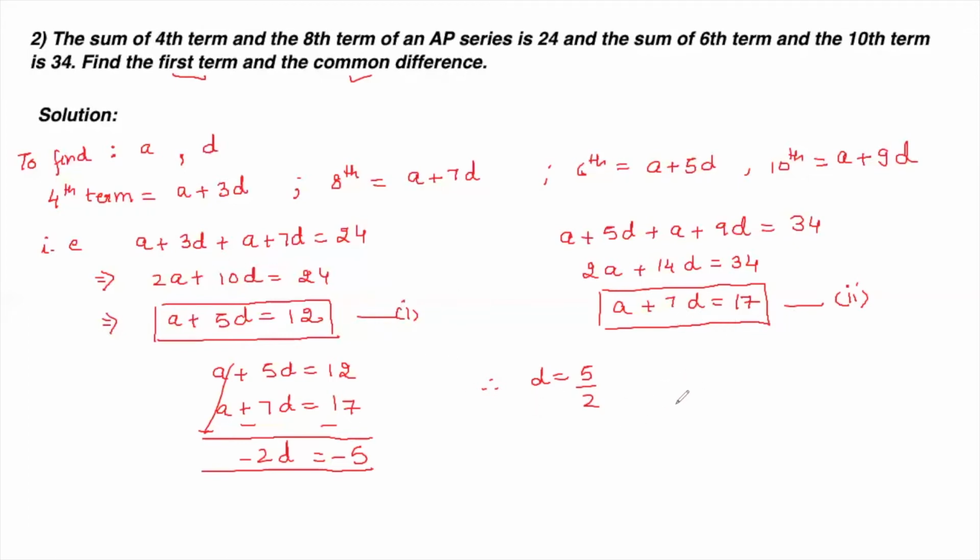So here A is equal to 12 minus 5D, right? So 12 minus 5 into 5 by 2, that is equal to 12 minus 25 by 2, right? So what I'll do is I'll solve this. After solving, I'll get the value as minus 1 upon 2. Fine. So we have got the value of the first term as minus 1 by 2 and the common difference as 5 by 2. So I hope this question is also clear to you. Now we'll do a few more questions.